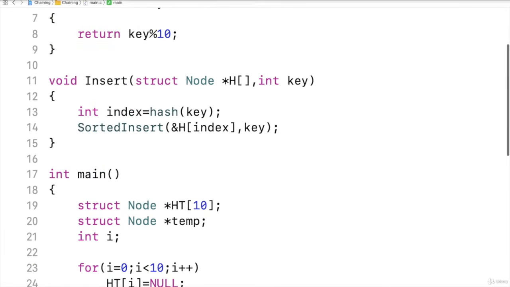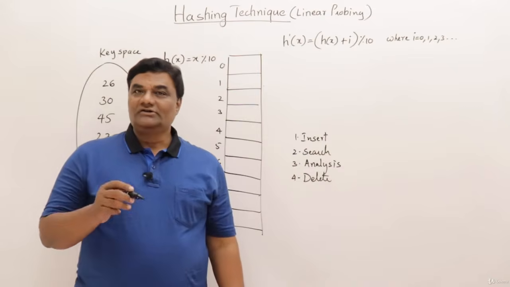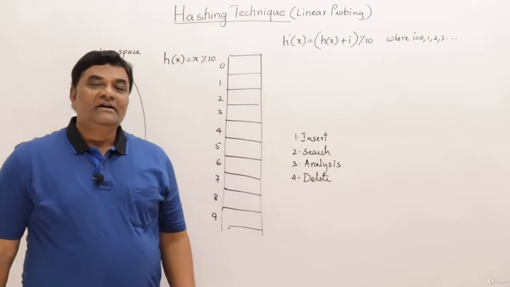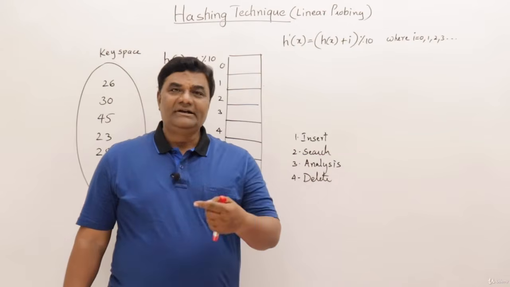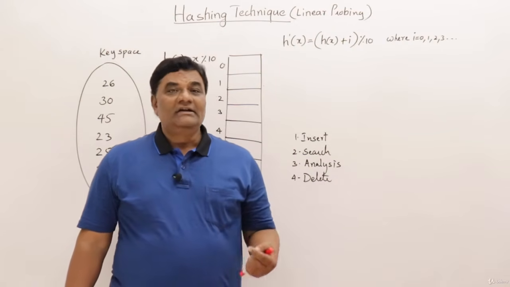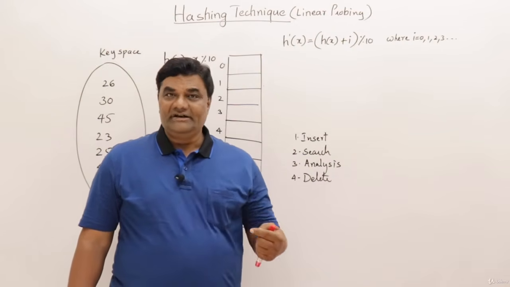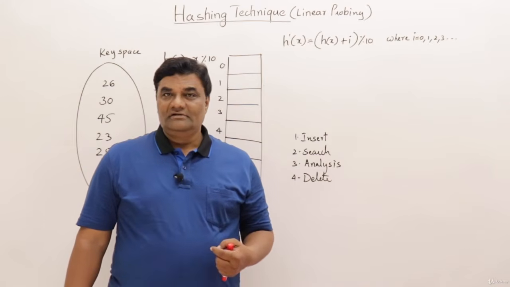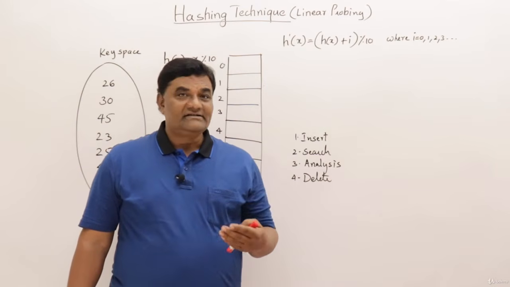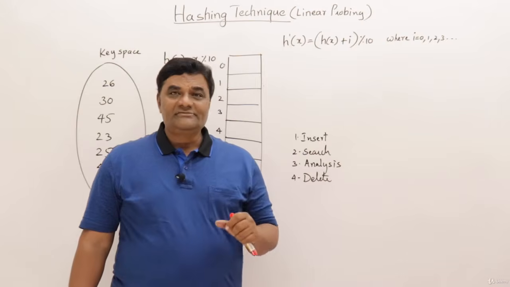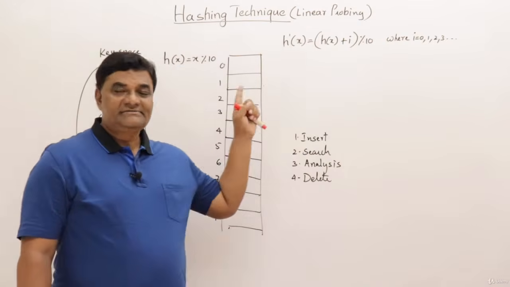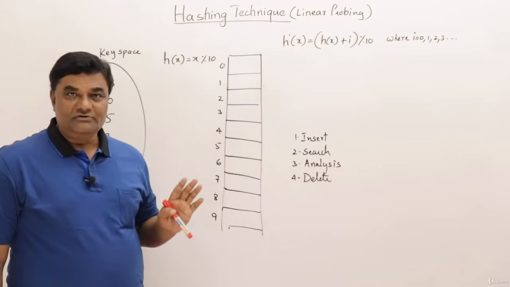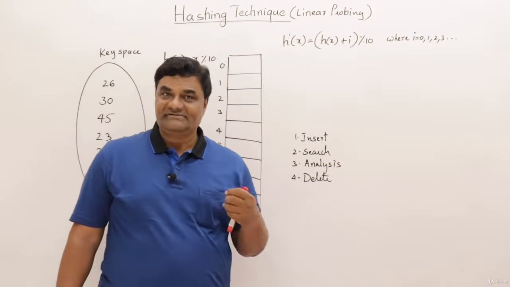So that's all in this video. The topic is linear probing. It is a collision resolution technique. In the previous video we saw chaining. Now this is linear probing. This is another technique, that is linear probing. This comes under closed hashing, so we'll try to utilize the space given for the hash table only, and will not consume any extra space.